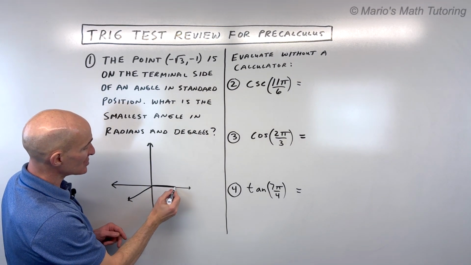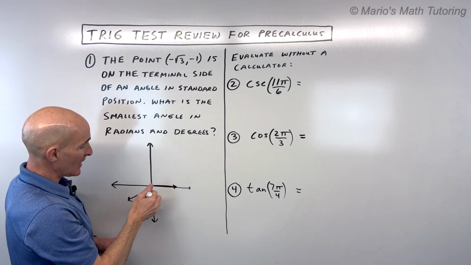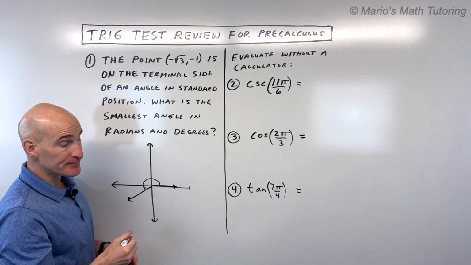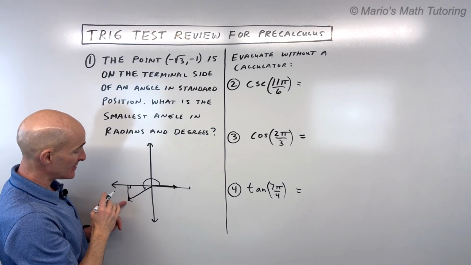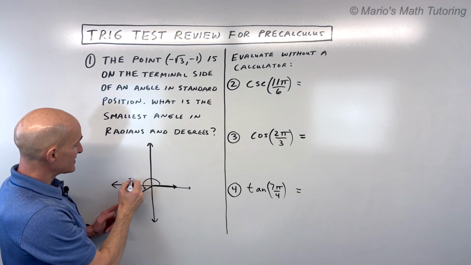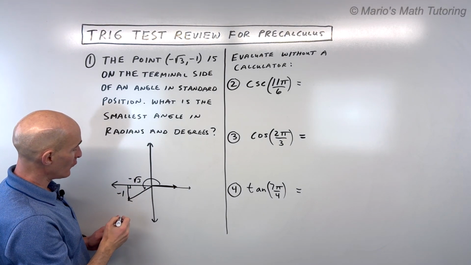Remember the initial position, that's along the positive x-axis, and then you rotate to the terminal ray, and that's your angle right there. Now, wherever you end up, you want to drop a perpendicular to the x-axis, always to the x, never to the y. And this side of the triangle is negative square root 3, and this side of the triangle is negative 1.